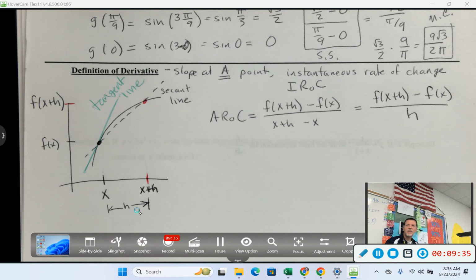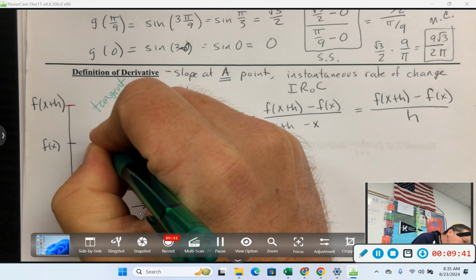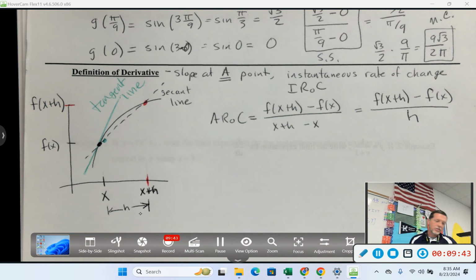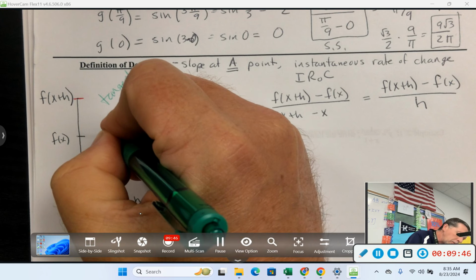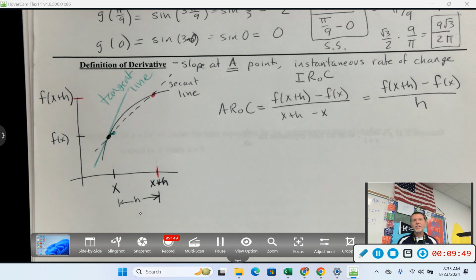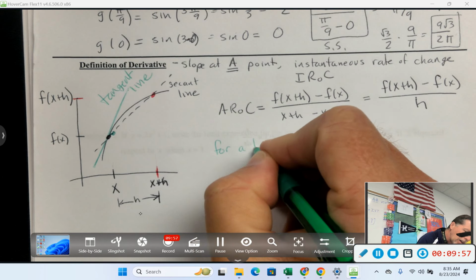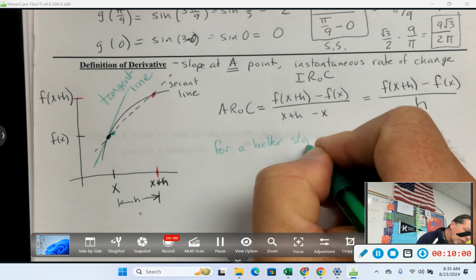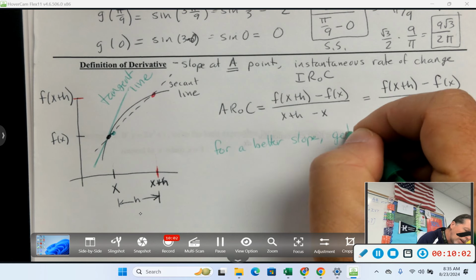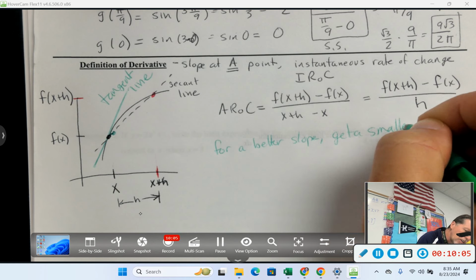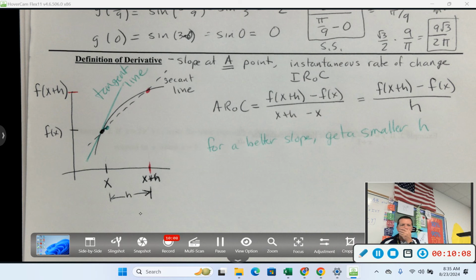Make it smaller. If I made h smaller, like if I got it really, really close, like right down here, then it'd be pretty close. And if I zoomed way in and used the magnifying glass and got it right next to it, it would be right there. So what I want to do, for a better slope, is get a smaller h. Well, yes, but you're still not exactly there.